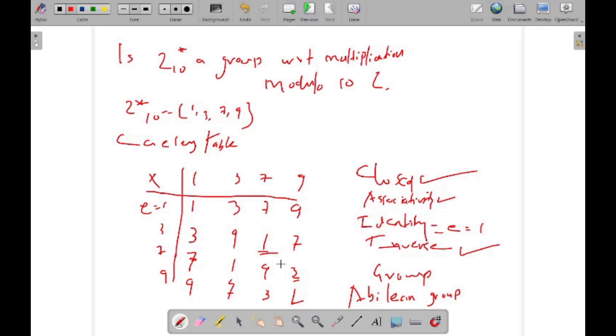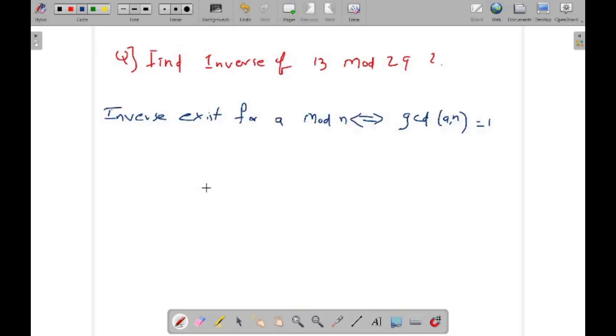Okay, let us think about some bigger values of n. Find the inverse of 13 mod 29. That is, finding the inverse element of 13 in the modulo 29 system. That is, 13 into some element x should be equal to 1 mod 29. We have to find this x, and the inverse exists for A mod n if and only if GCD of A comma n is equal to 1.